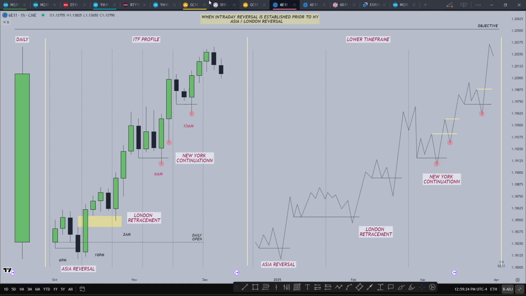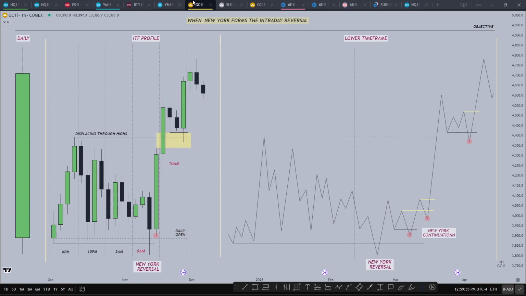Okay, now this was when the intraday reversal is established prior to New York, like an Asia reversal or London reversal. Now the second scenario, when New York forms the intraday reversal. When New York forms, like Asia or London doesn't do much, New York sweeps out the current low of the day when bullish, forms the established low, and then displaces away.